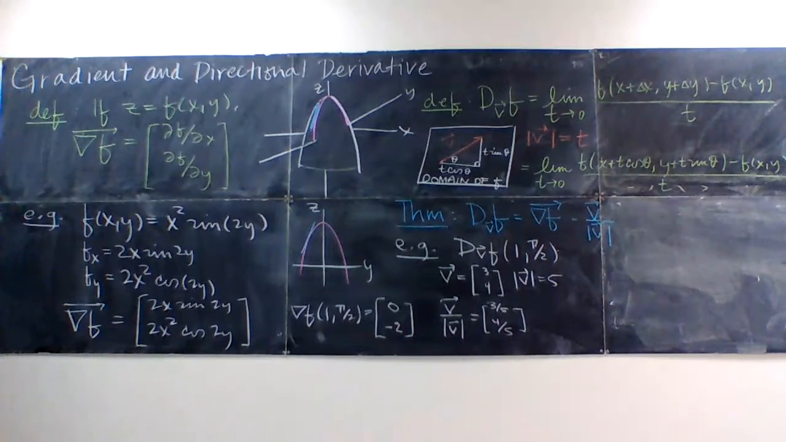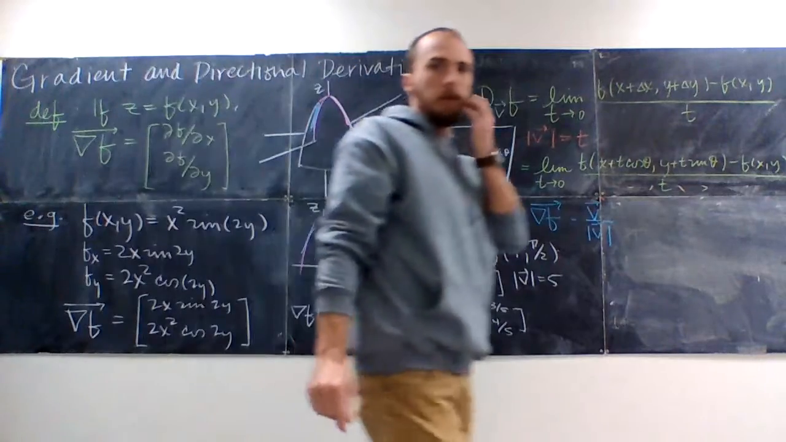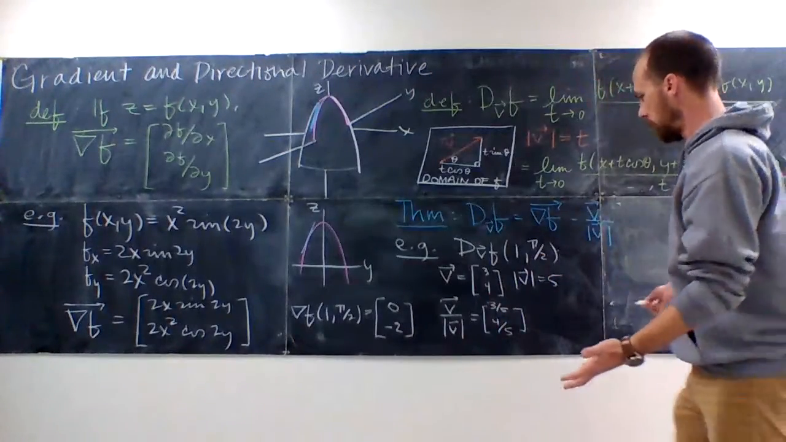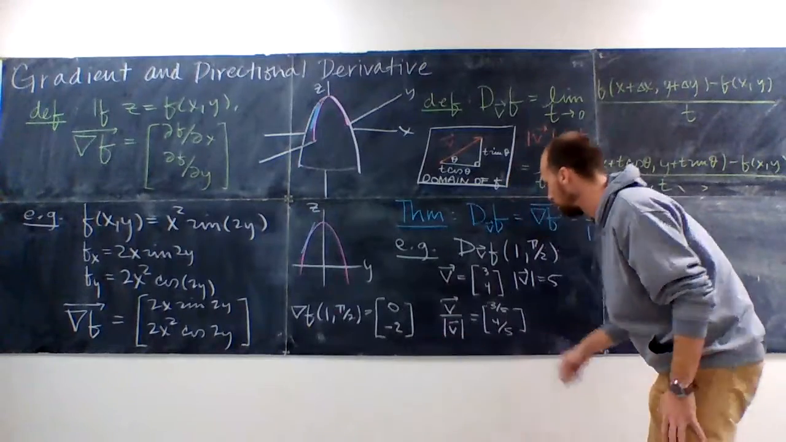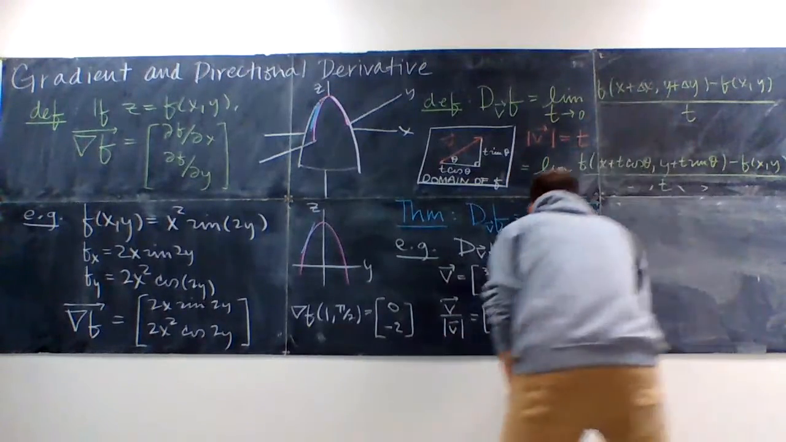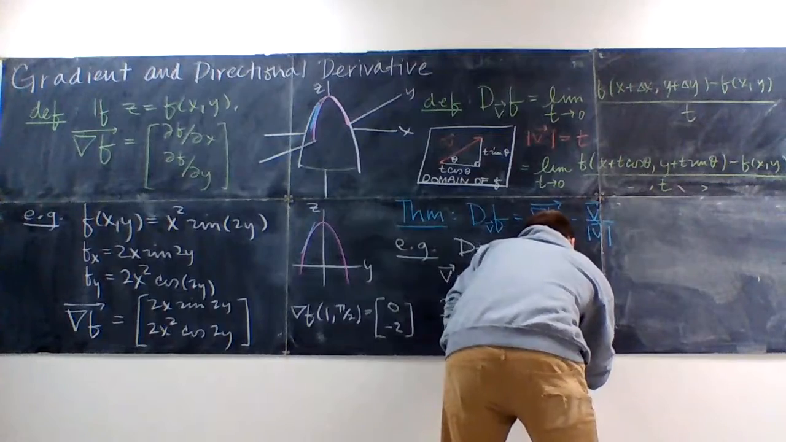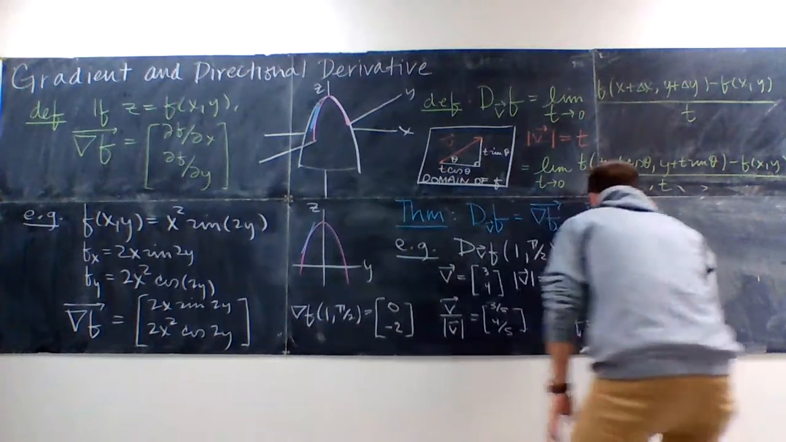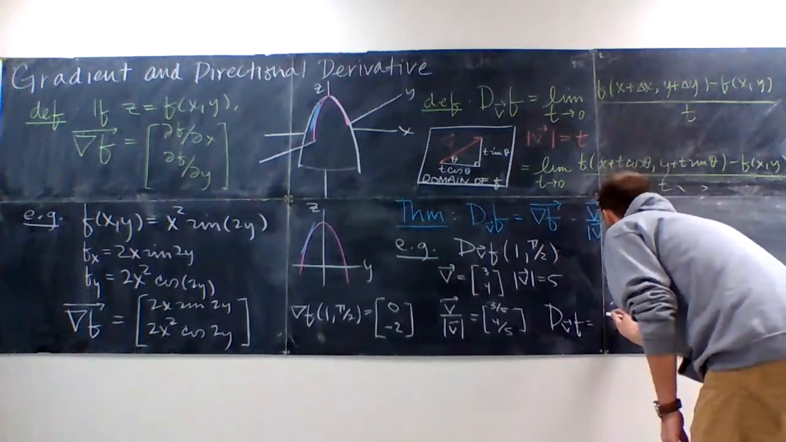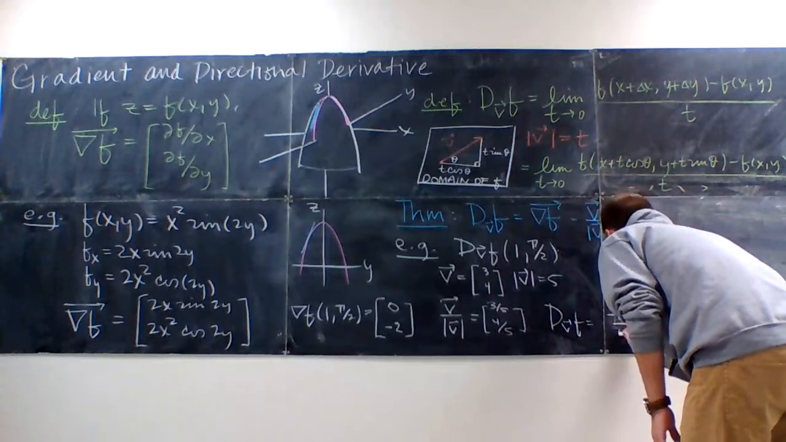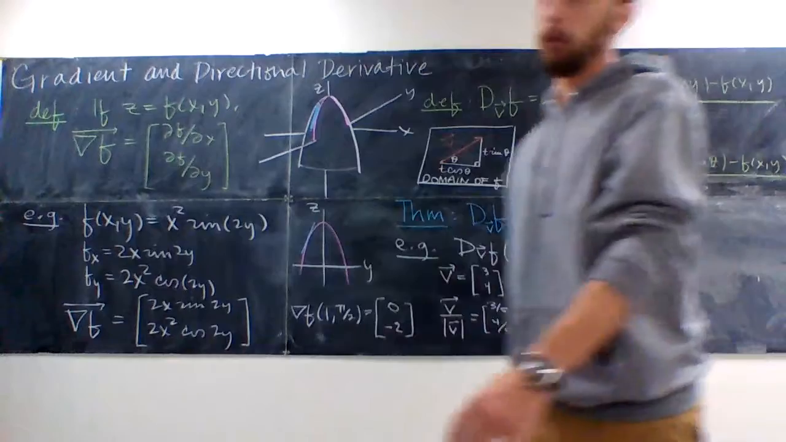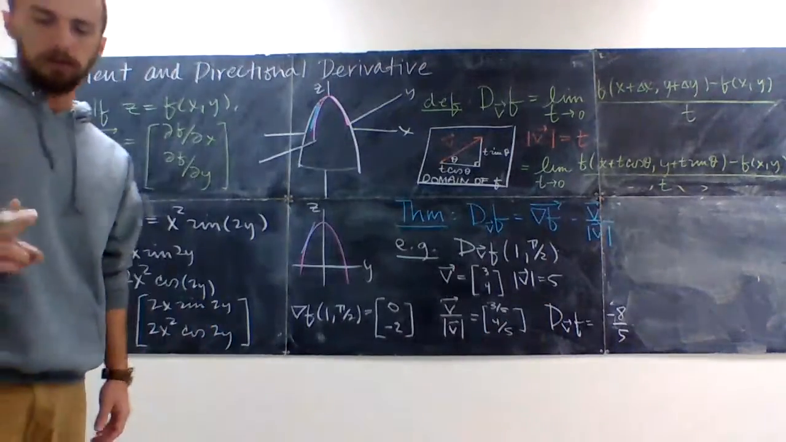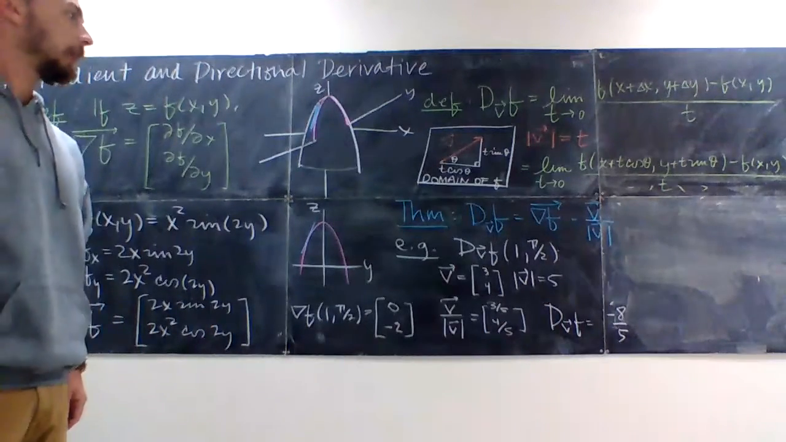And now what I'm going to do is dot these things, which should be pretty easy, right? The directional derivative is going to be 0 times 3/5 plus negative 2 times 4/5. So I have negative 8/5. Okay, and I think that's all I'm going to say about the directional derivative in this video. I'll let you go off and practice computing it.